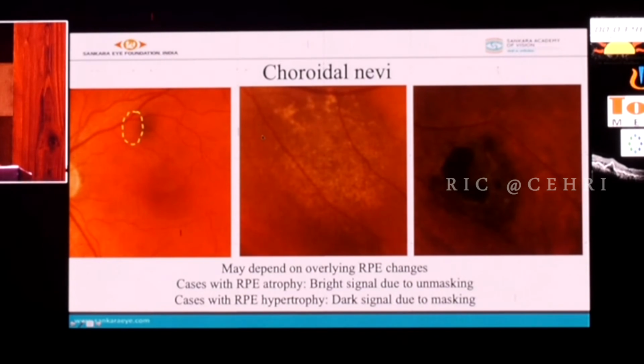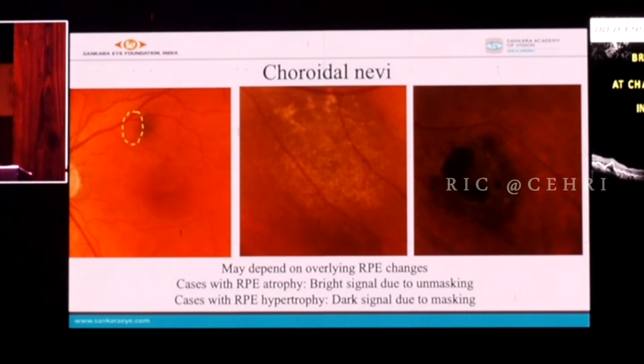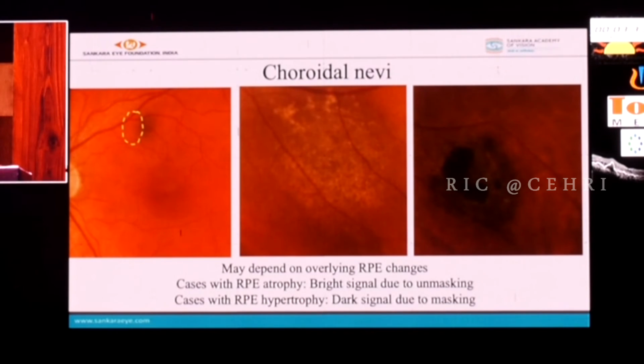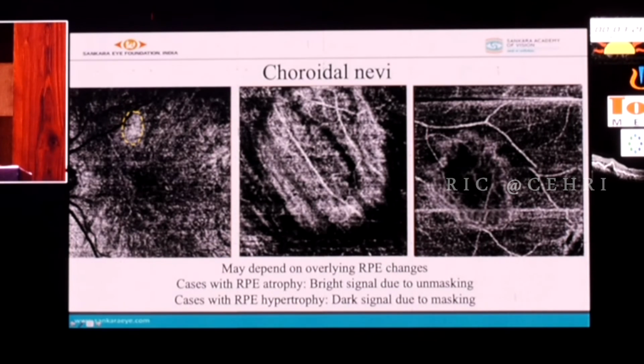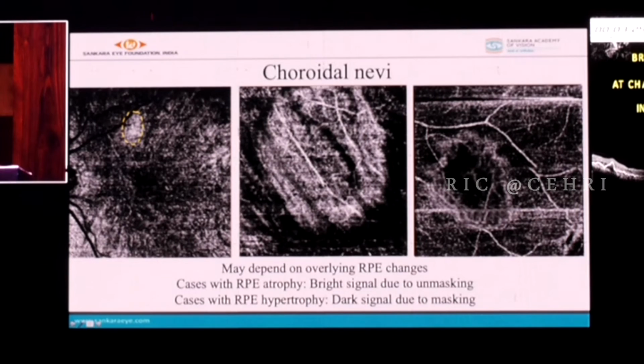In choroidal nevi, it depends on the overlying RPE pigmentation. If it is thin or atrophic, you see the underlying vasculature much better. Here the vessels are arranged much more linearly, and they are generally more hyperreflective as compared to a melanoma, which has multiple areas of hyporeflectivity. You can see this is brighter. You can see some of the vessels here which are arranged in a linear pattern, and here the pigment blocks it.